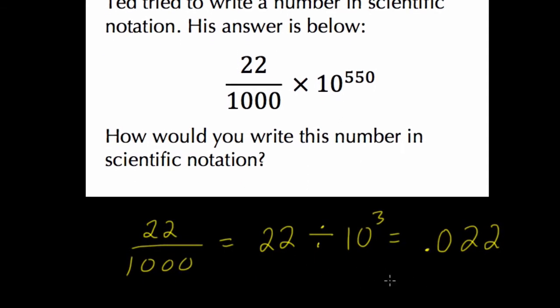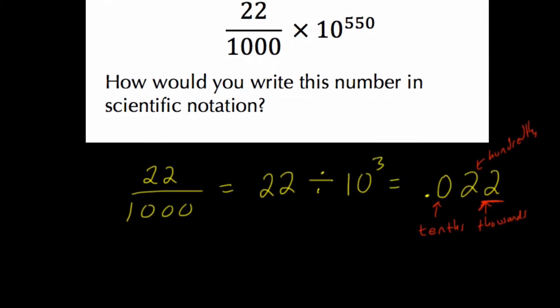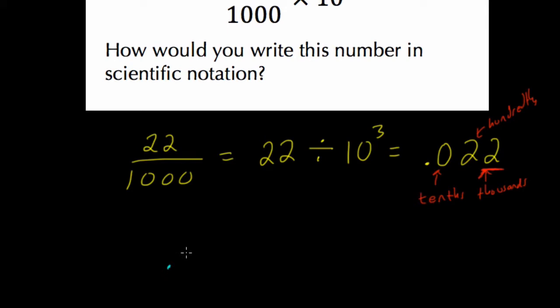And think about what you know about place value, right? These are our tenths right here. These are our hundredths, right? And this right here is our thousandths. So this is what 22 thousandths look like, right? We name our decimal by reading the very last digit in the smallest place value. So since this last 2 is in the thousandths place, this is 22 thousandths. And that's actually what we have here for the first part of the problem. Now, here 22 over 1,000, they're really saying it's 0.022 times 10 to the 550.